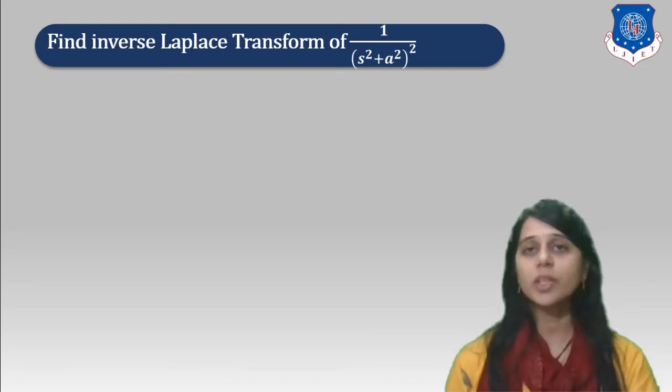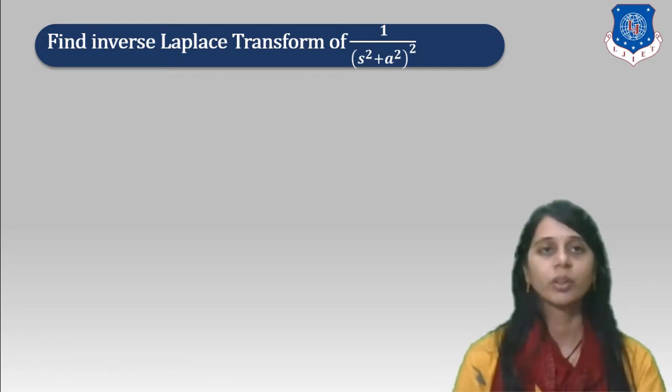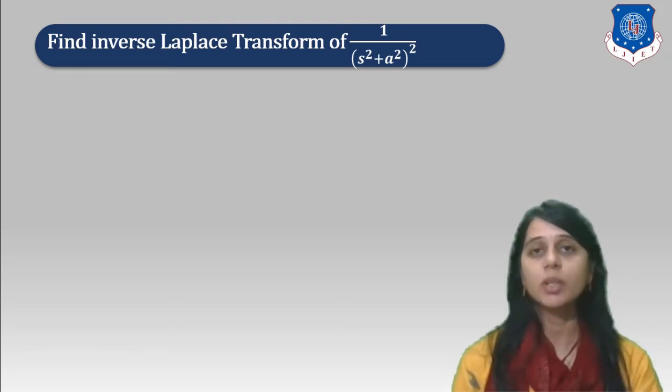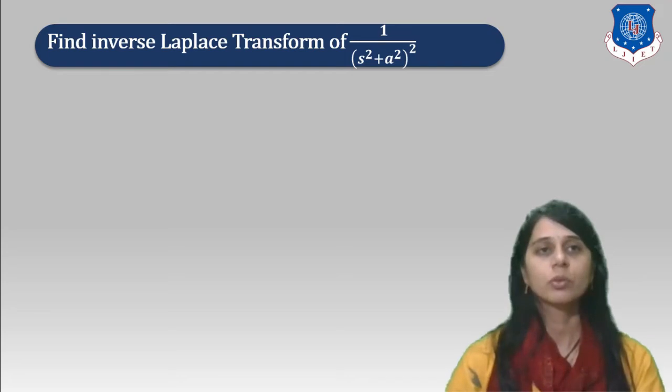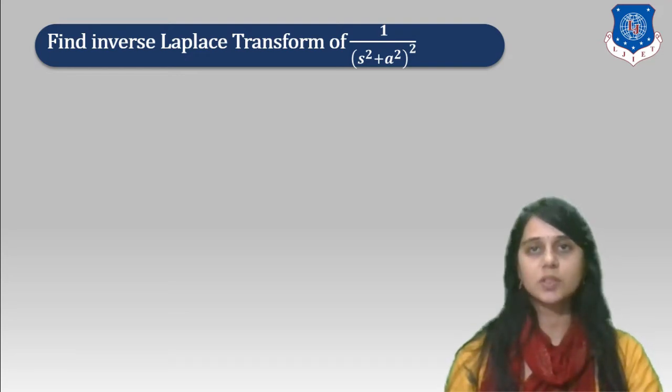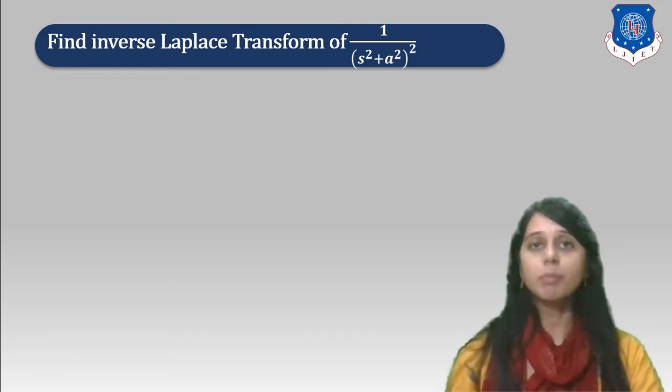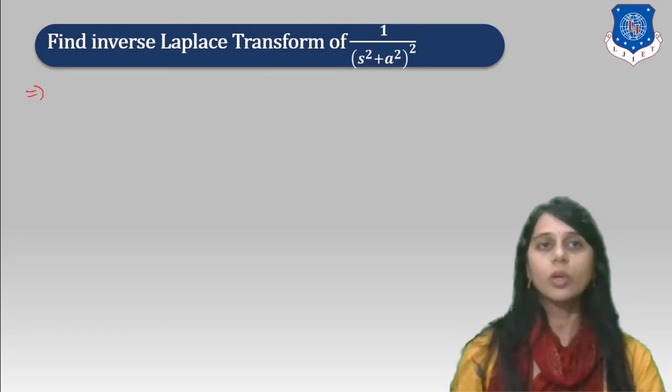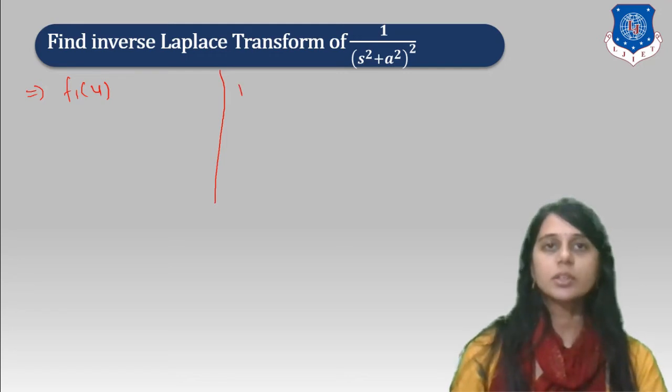Find the inverse Laplace transform of 1 upon (s square plus a square) whole square using the convolution theorem. This example can also be solved by partial fractions, but in the exam, paper setters give the instruction to find the inverse Laplace transform using the convolution theorem. So we are solving it using the convolution theorem. First of all, we have to find two functions: one is F1 and the second one is F2.